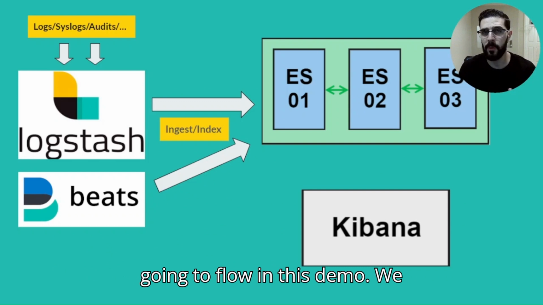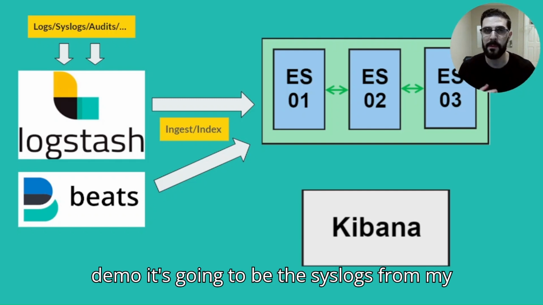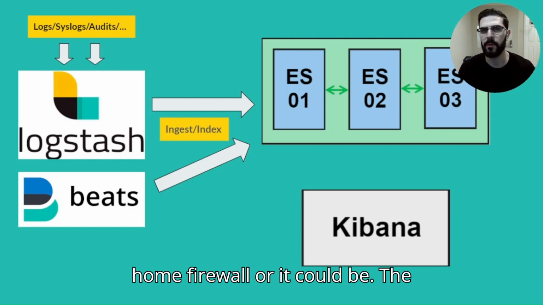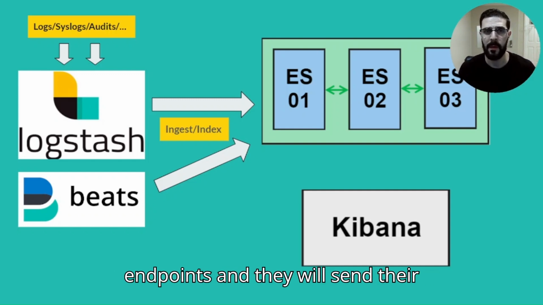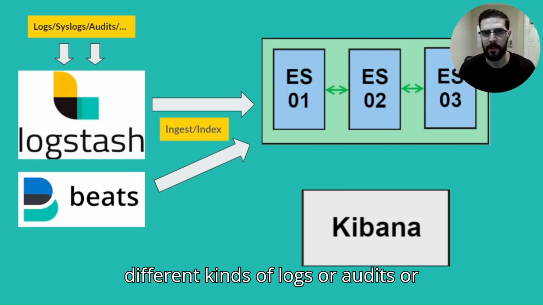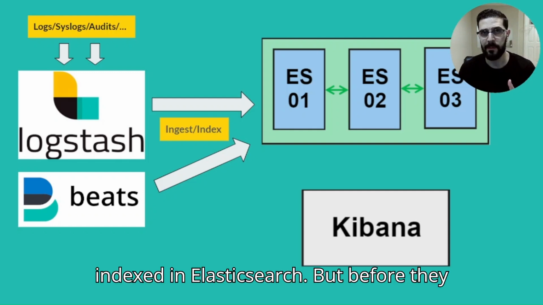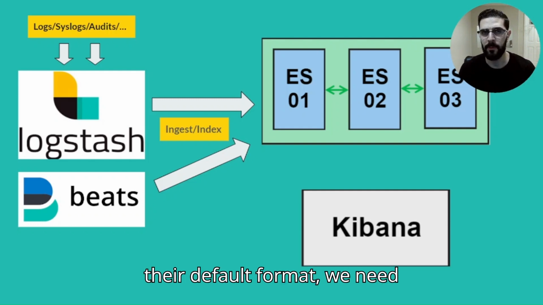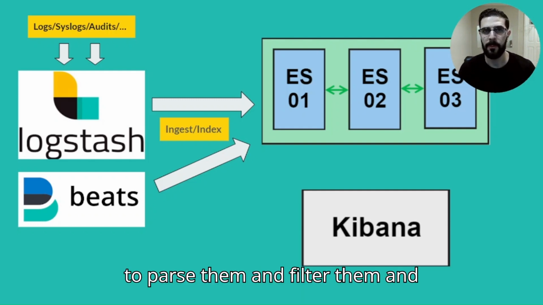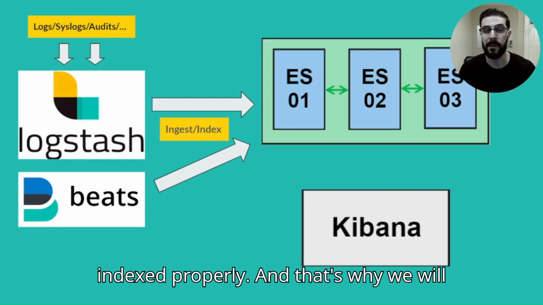This is how the data is going to flow in this demo. We need a data source or sources. In my demo it's going to be the syslogs from my home firewall, or it could be the servers, it could be network devices or endpoints, and they will send their different kinds of logs or audits or event logs to be indexed in Elasticsearch. But before they arrive in Elasticsearch in their default format, we need to parse them and filter them and transform these logs to be indexed properly.